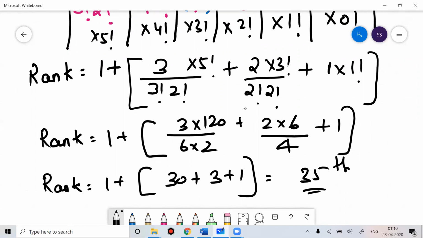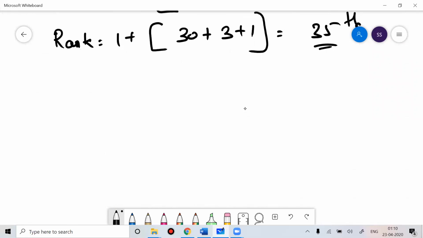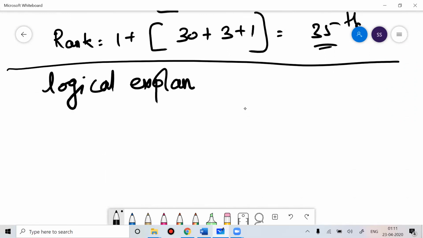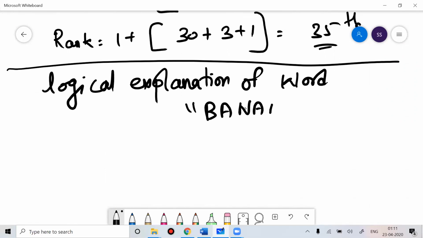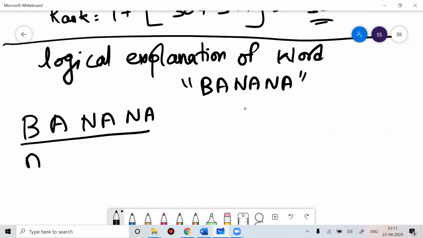If you want a logical explanation for this, we can do it logically also, the same thing. So the logical explanation of the word banana. When I talk about this word banana, if you noticed, how many times does the A repeat? 3 times. How many times does the N repeat? 2 times. How many times does the B repeat? Once.